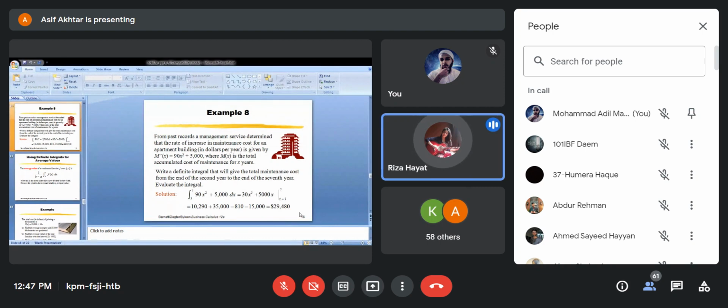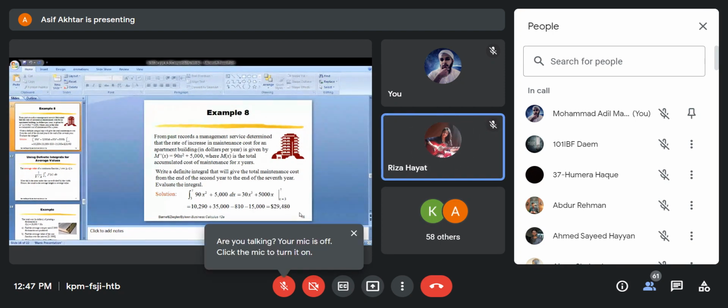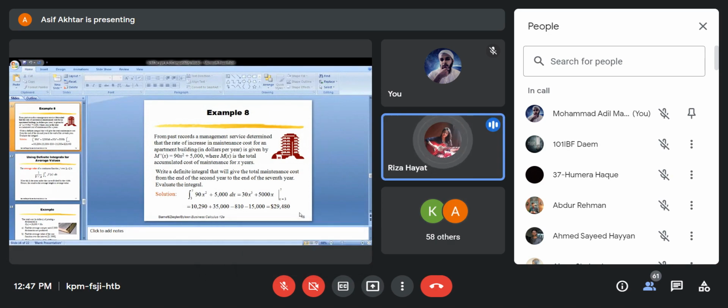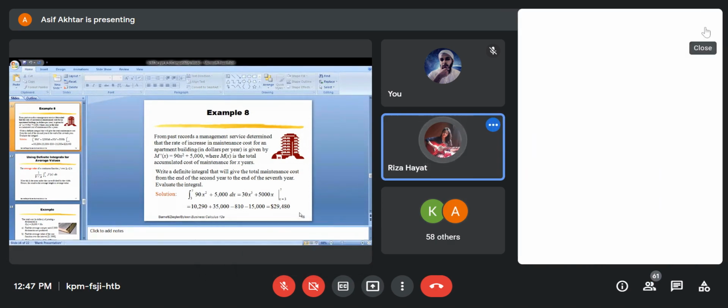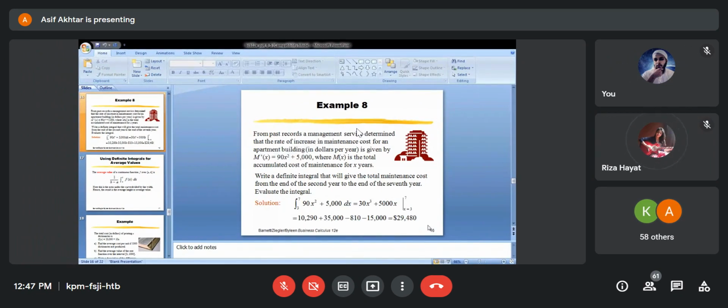Excuse me, sir, but you said that the upper limit will be 8, so why have you written 7? I'm sorry, will you please repeat your question? Sir, you said that the limits will be 8 and 3, and sir, you have written in the solution 7 and 3. So why is it so? Okay, I have never said that the upper limit is 8.